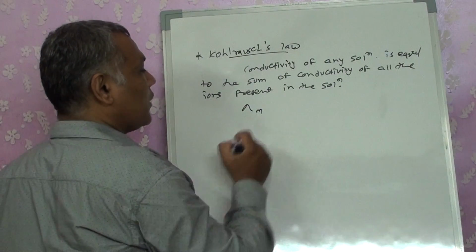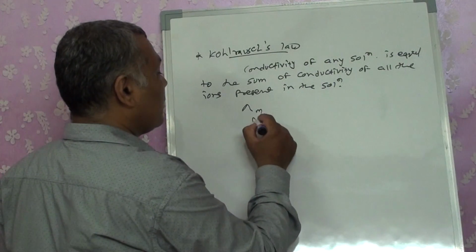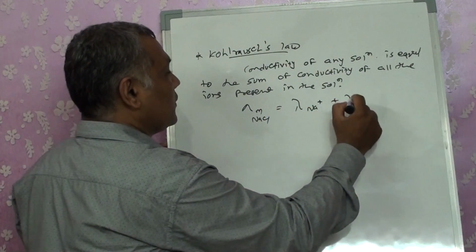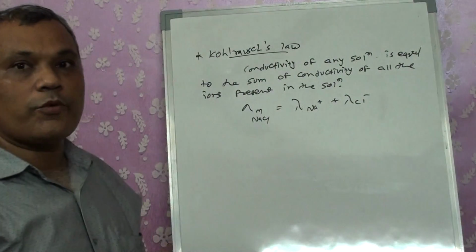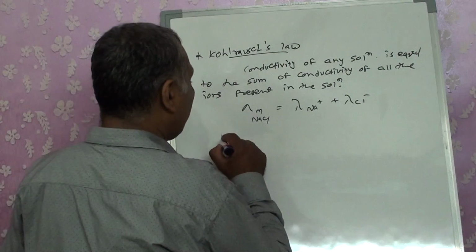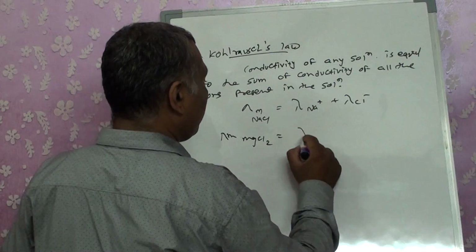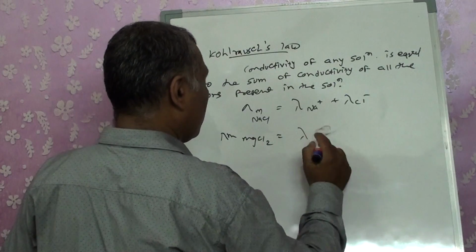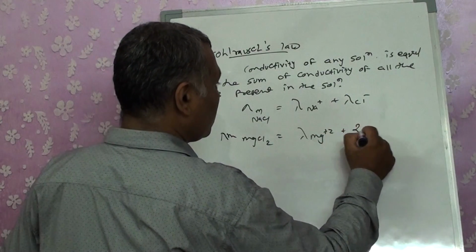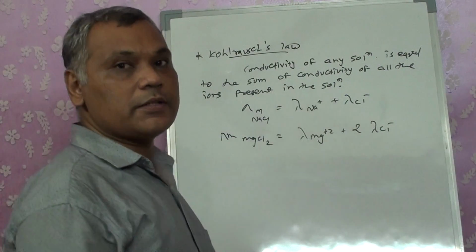If I want to calculate the molar conductivity in solutions, suppose for NaCl, then it becomes the conductivity of Na+ plus Cl-, the sum of conductivity of the ions present in it. It contains 1 Na+ and 1 Cl-, but if I want to calculate the molar conductivity of MgCl2, then what will happen? It will give me the molar conductivity of Mg2+ plus 2 into the molar conductivity of Cl-, because there are 2 Cl- ions present in it.